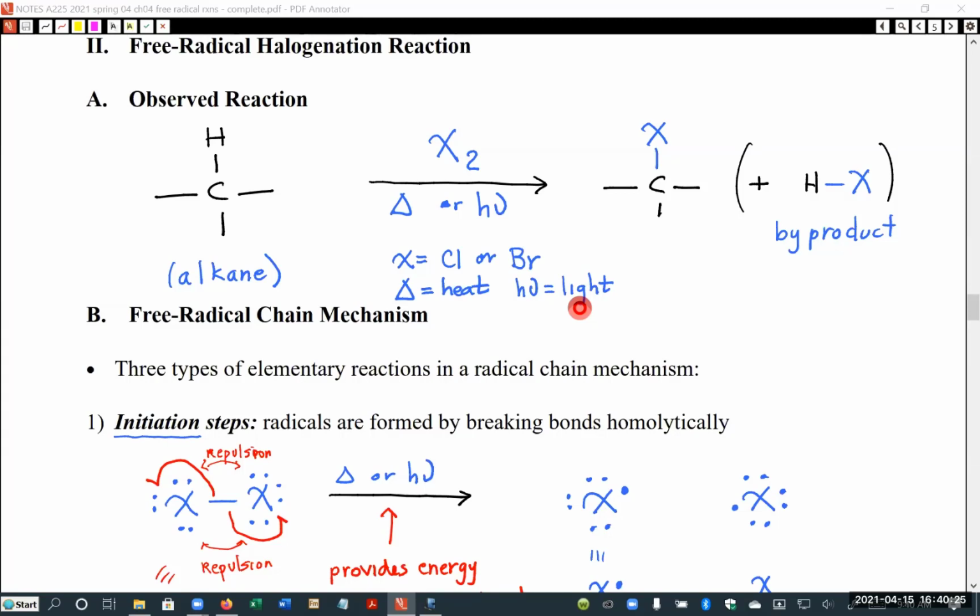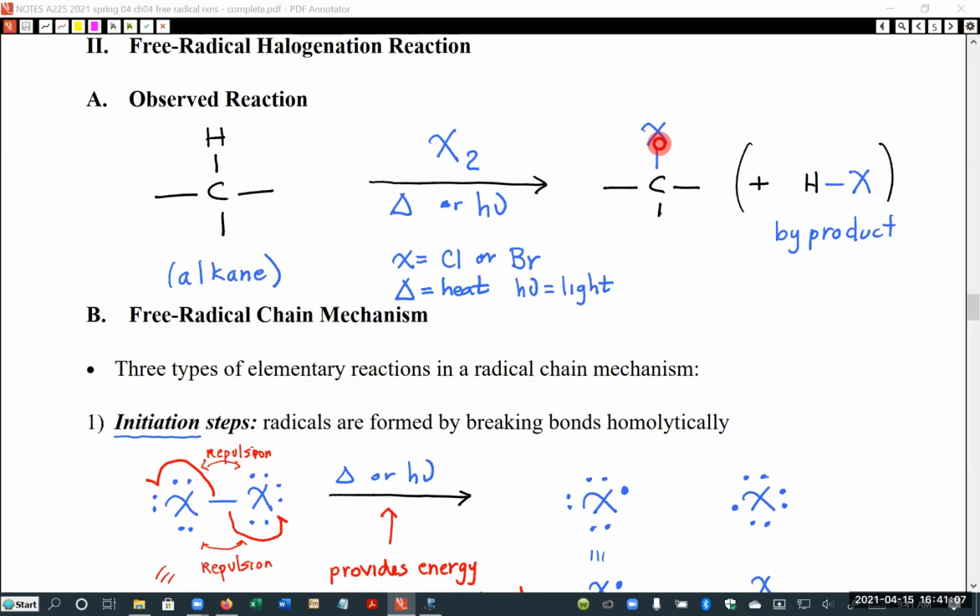So organic chemists have developed a symbol to indicate that we're putting in either heat or light. So we use delta for heat, which is actually a symbol that we used for heat in general chemistry. And for light, we actually use h nu, which is E equals h nu, right? So you will see one of these two usually written under the arrow or next to the reagent in the observed reaction for free radical halogenation. Our product then is going to be a product where we have replaced one of the hydrogens with the halogen.